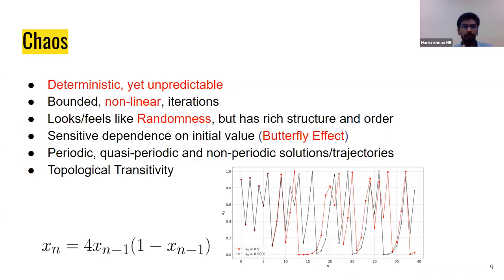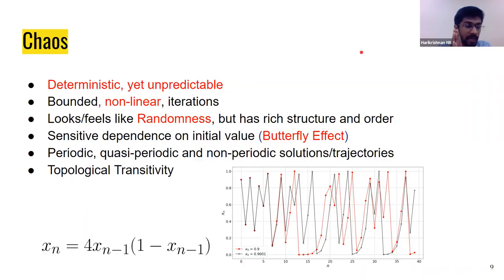Now, in one slide, let me try to summarize what chaos is. Commonly people have a wrong notion. People see chaos as random, but chaos is not random. Chaos is deterministic, but at the same time, it's unpredictable. So let us try and understand why there is determinism and, at the same time, unpredictability.